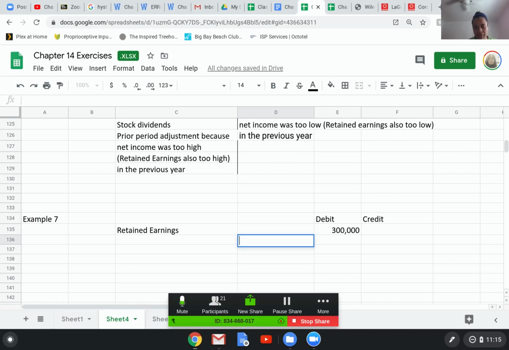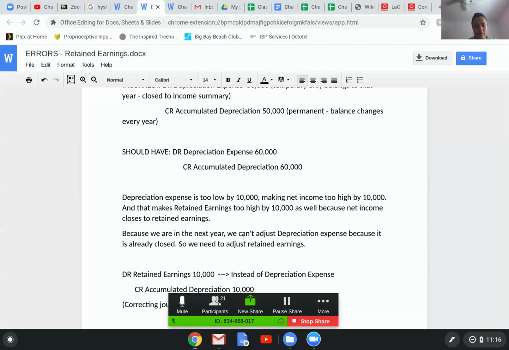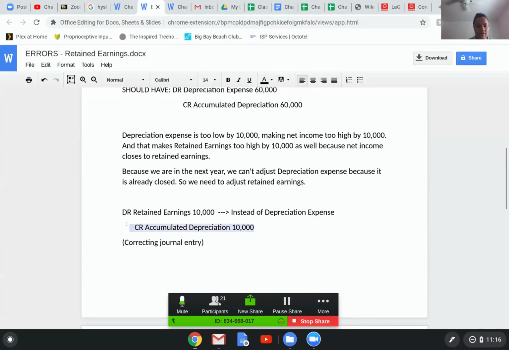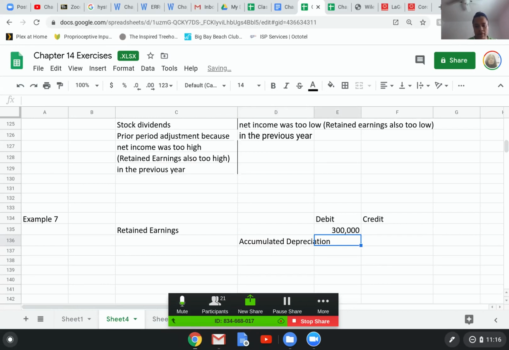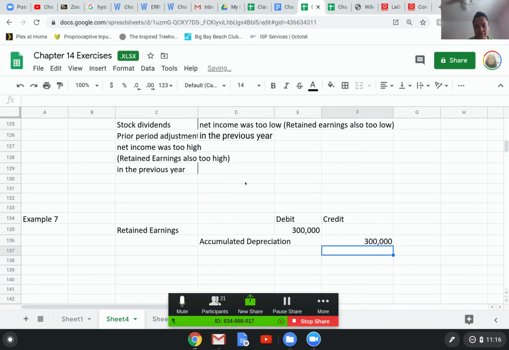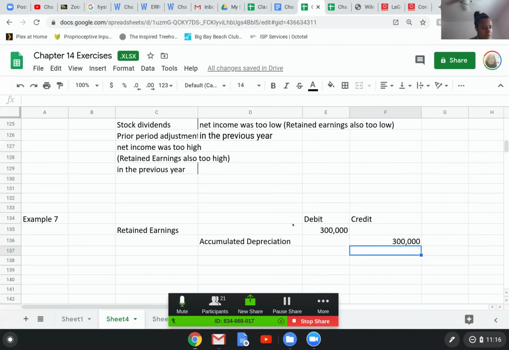There's no cash involved. Remember, cash is a fact. The only time you will involve cash is if there's actually money being paid or received. Remember this, what you have to do is accumulated depreciation. It's the same journal entry. It's just a different amount. So you're going to credit accumulated depreciation with 300,000 as well. Questions, guys? This is the first time to try this yourself, so maybe now the questions emerge.